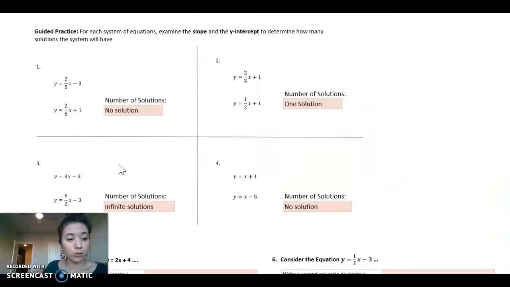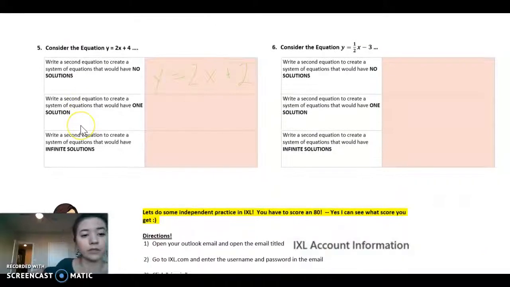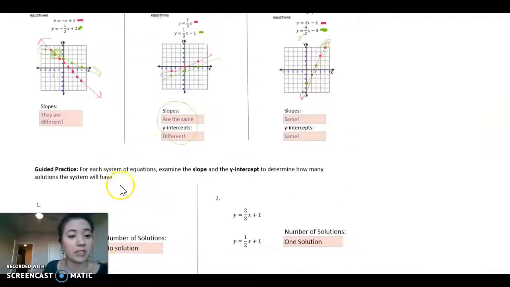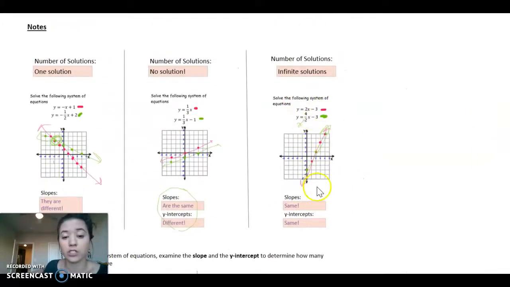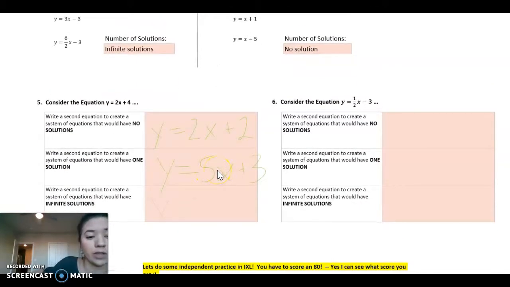To have one solution, it needs to have a different slope. So I can just say anything except for 2 here. I could say 5. And then any other number over here. As long as they have different slopes, it's fine. And then an infinite solution means the equations are exactly the same. They have the same slope, same y-intercept. So that means it would have to be y equals 2x plus 4.